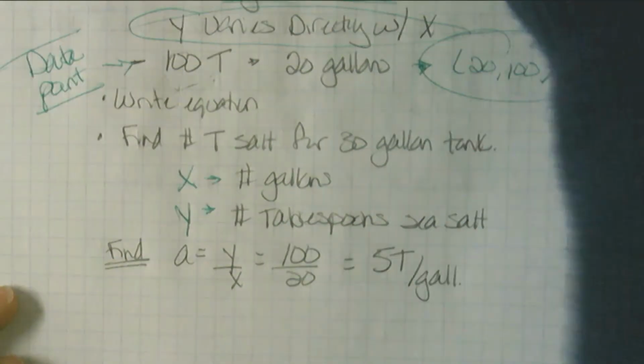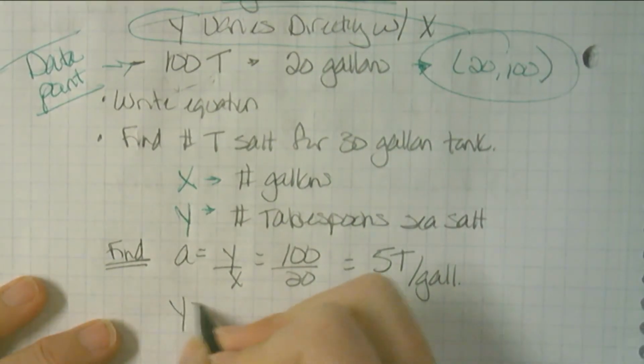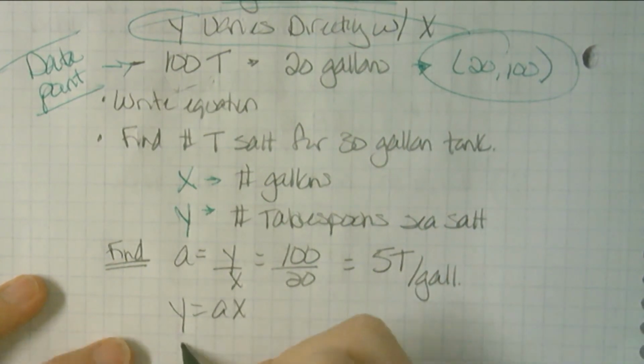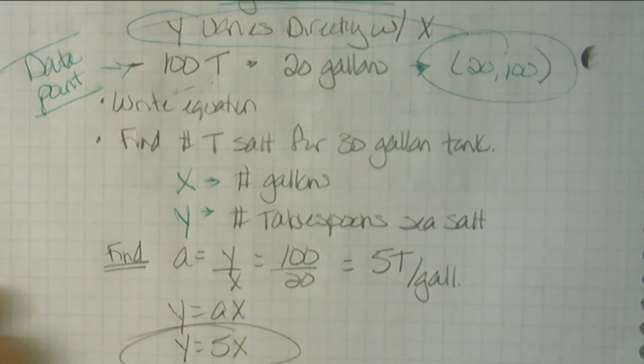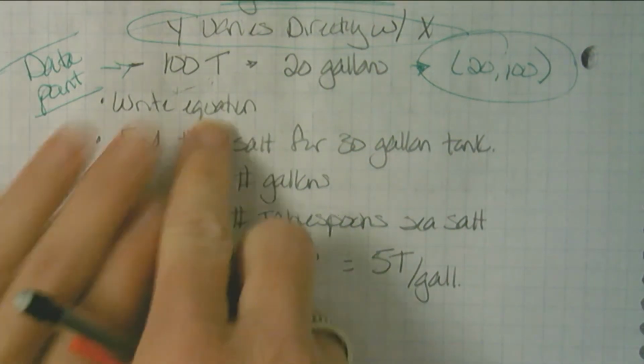So now, Seamus, write my equation for me. Y is equal to A times x. So what is that equation? A 5 times x, right? So always write the equation first. So the first part was write the equation.